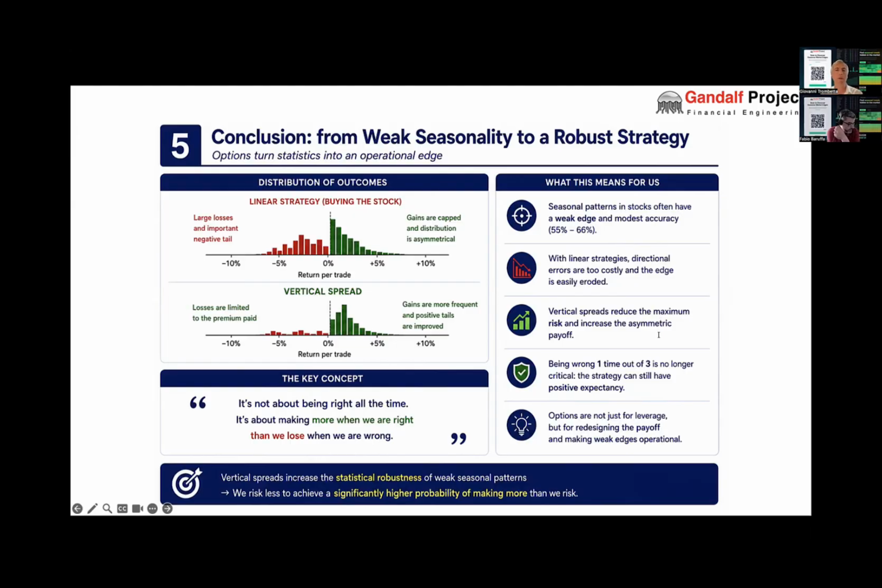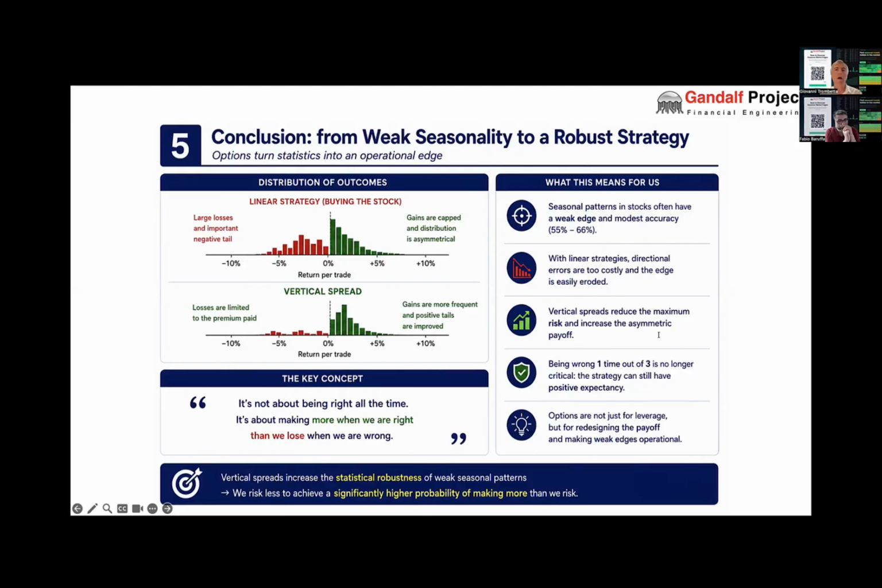And what changed with vertical spreads? So using options instead of buying the assets, risk becomes defined and limited. Losses are capped at the premium paid, just the premium paid, if you buy. Otherwise, for selling options, Fabio will say something later. The payoff becomes asymmetric. The strategy no longer depends on being right almost all the time.